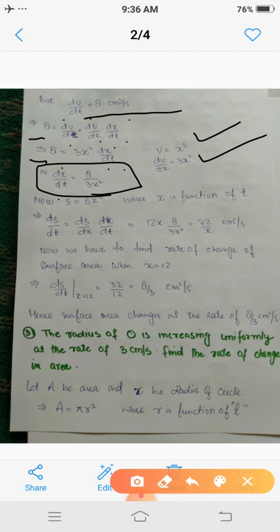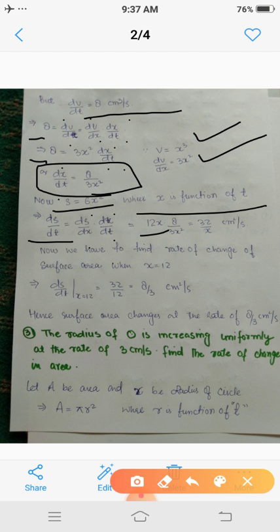Its unit is centimeter per second. Now surface area is 6x², where x is a function of t, which implies that dS/dt, because we have to find the rate of change in surface area with respect to time, is dS/dx into dx/dt, by the chain rule. dS/dx is simply obtained by differentiating S, and we get 12x.